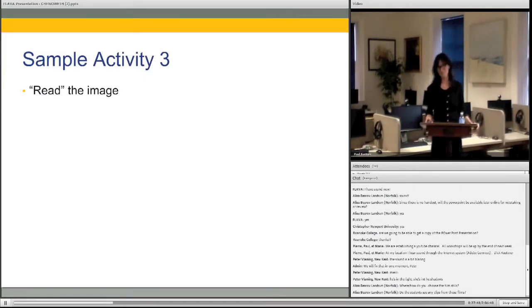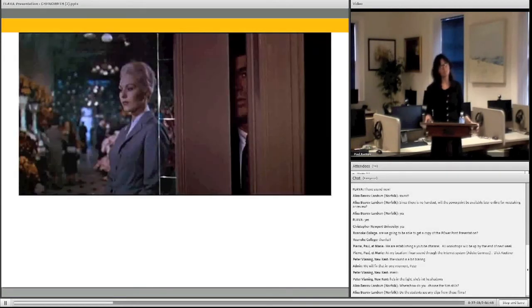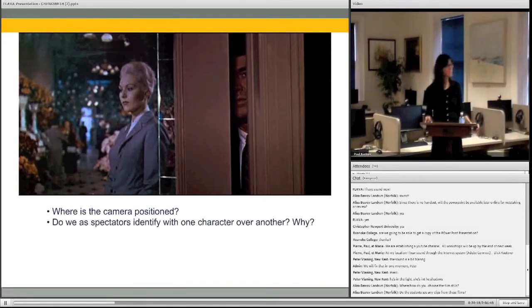Sample activity 3, read the image. And in a lot of ways, this is the most difficult, I think. So here we have an image, once again from Vertigo. The lighting on this is not allowing you to see very well, but Jimmy Stewart is peeking his head in here. Here's his eye, right? That's the top of his jacket, right? And here we have a mirror, which you can tell better from the reflection if we had a slightly better image. And so we can ask things like, where's the camera positioned, right?